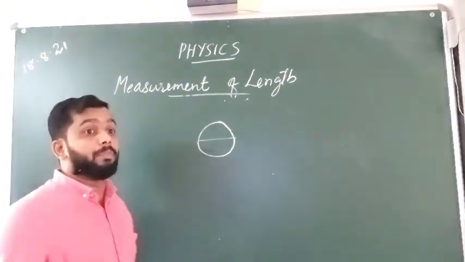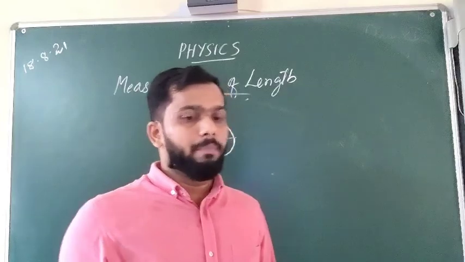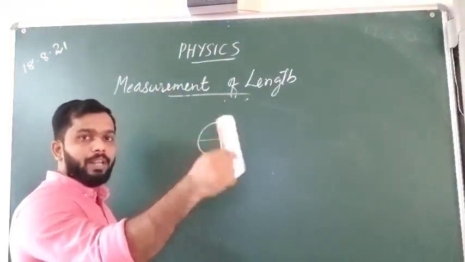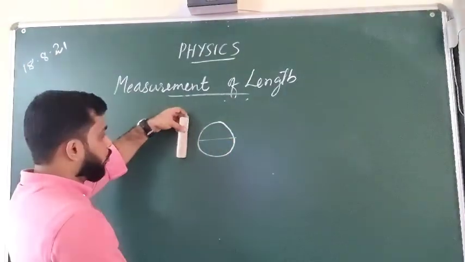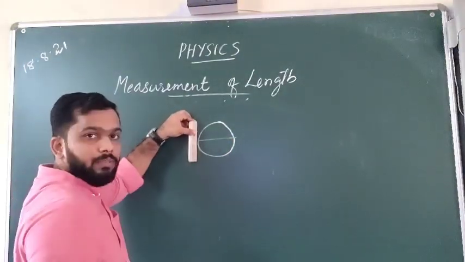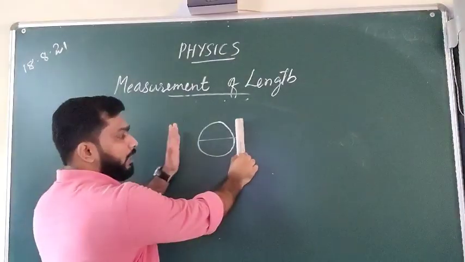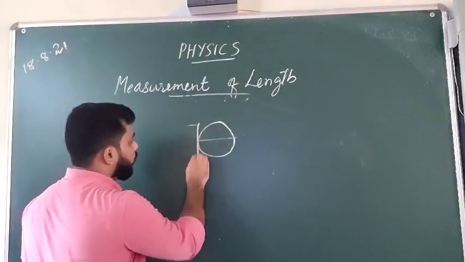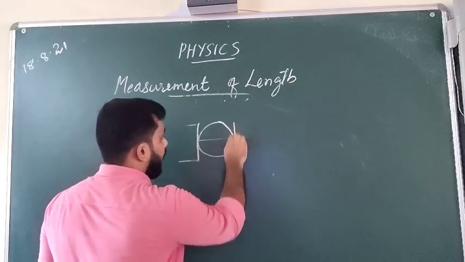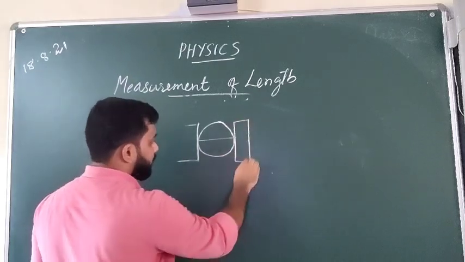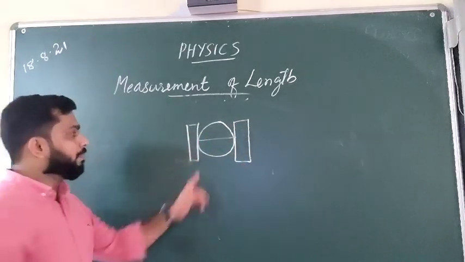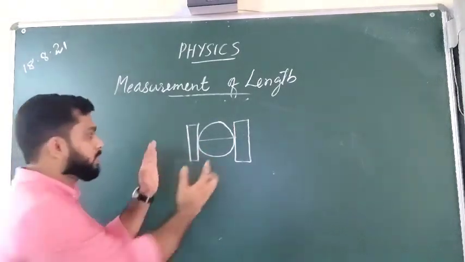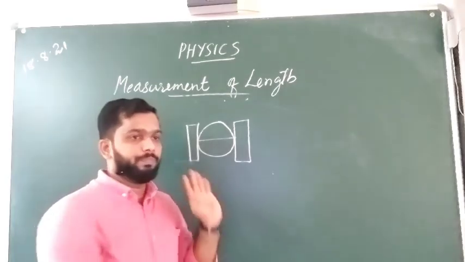How will you use a scale? Here you are familiar with the matchbox, is it not? Matchbox or our duster. Like this, we consider two wooden pieces. We place one wooden piece here, very tight, and another wooden piece on the other side. First step, we take the ball and two wooden pieces or two matchboxes, and make them tight.